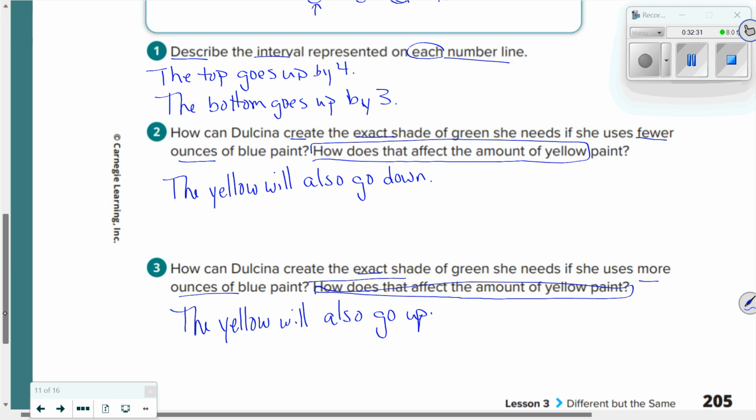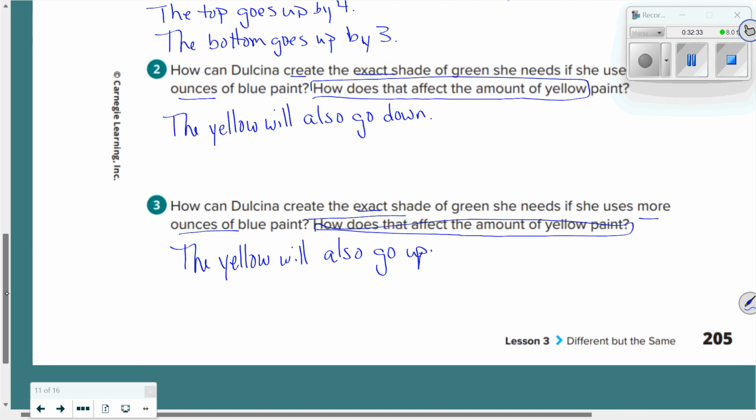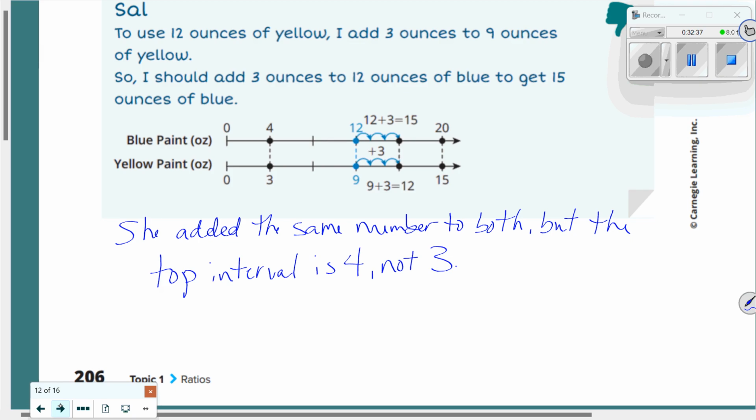The key is they're going to go up by a proportional amount. Okay, our next page. Oops, I've got to erase this one.